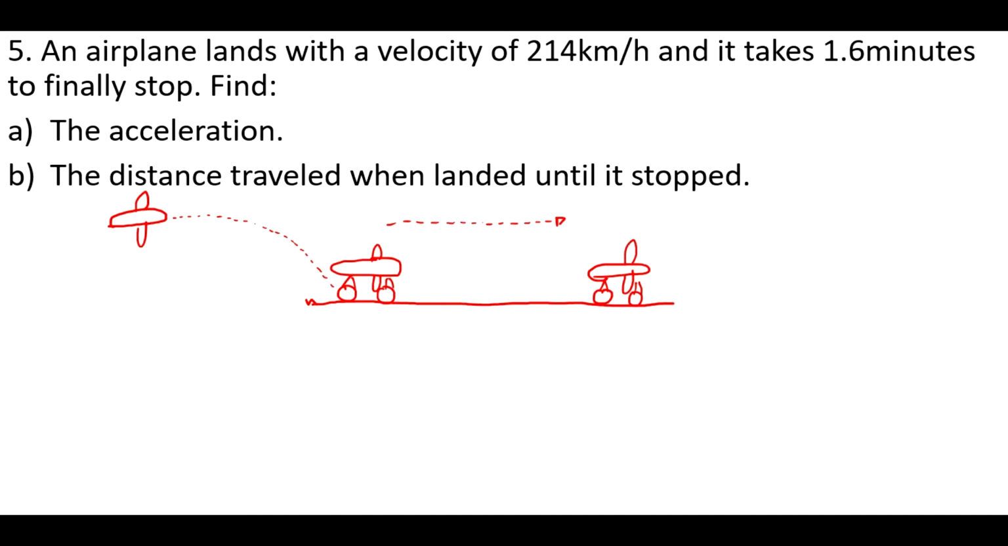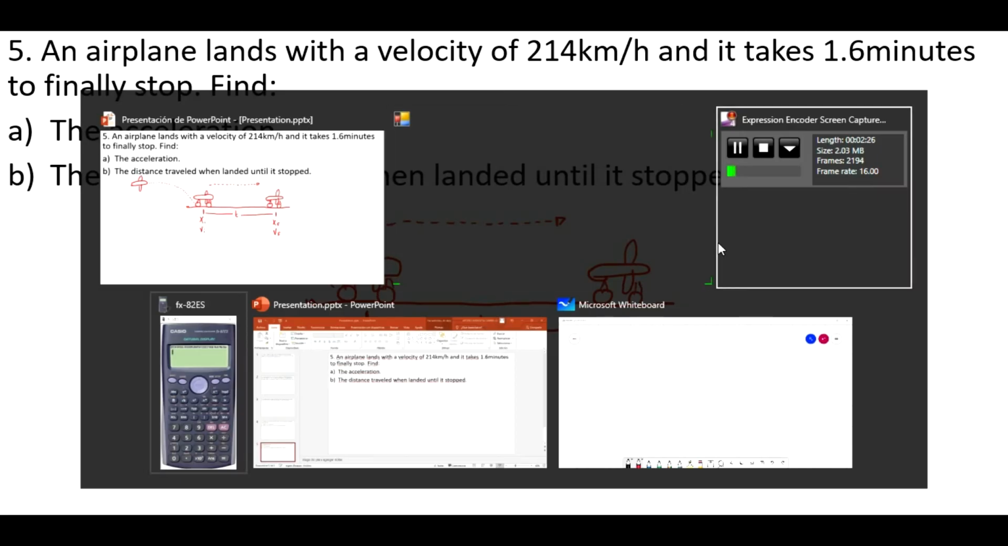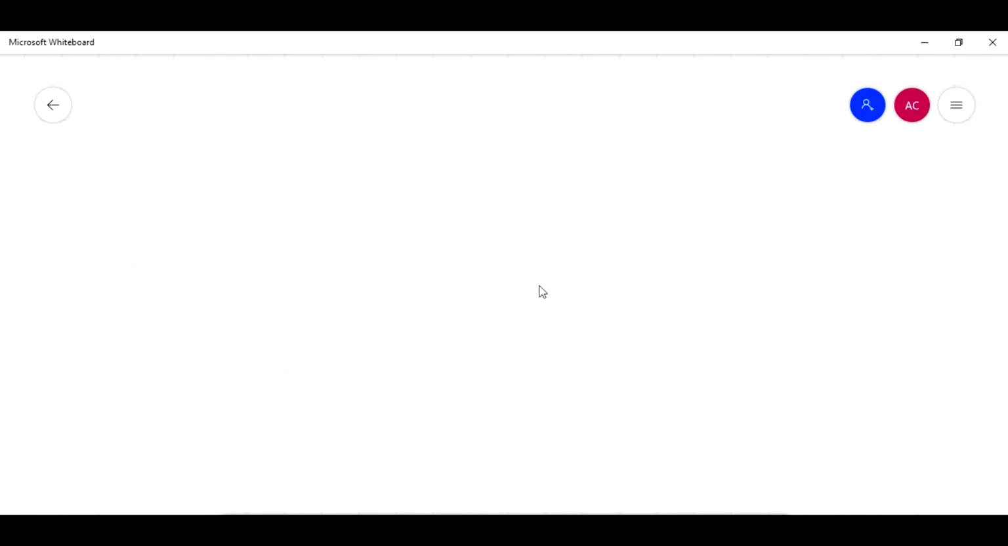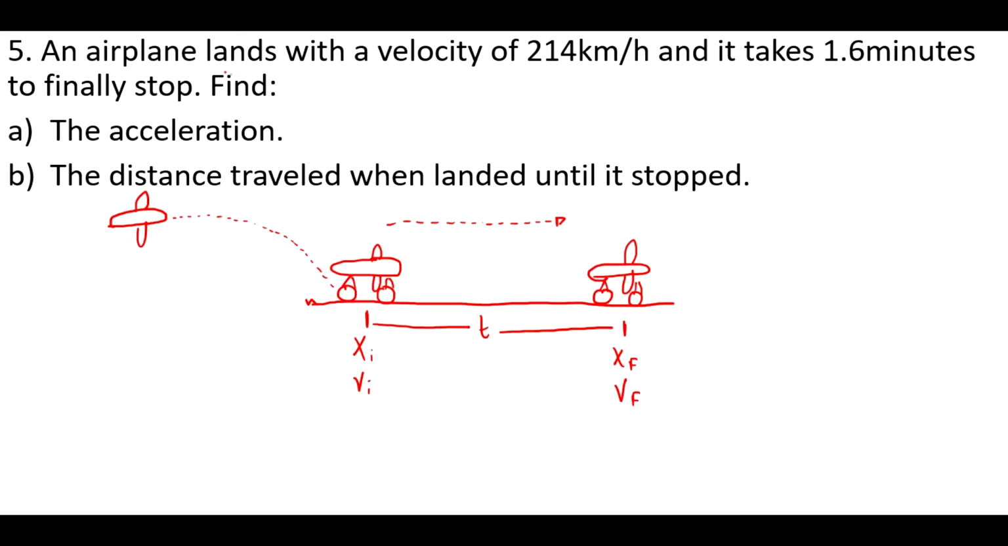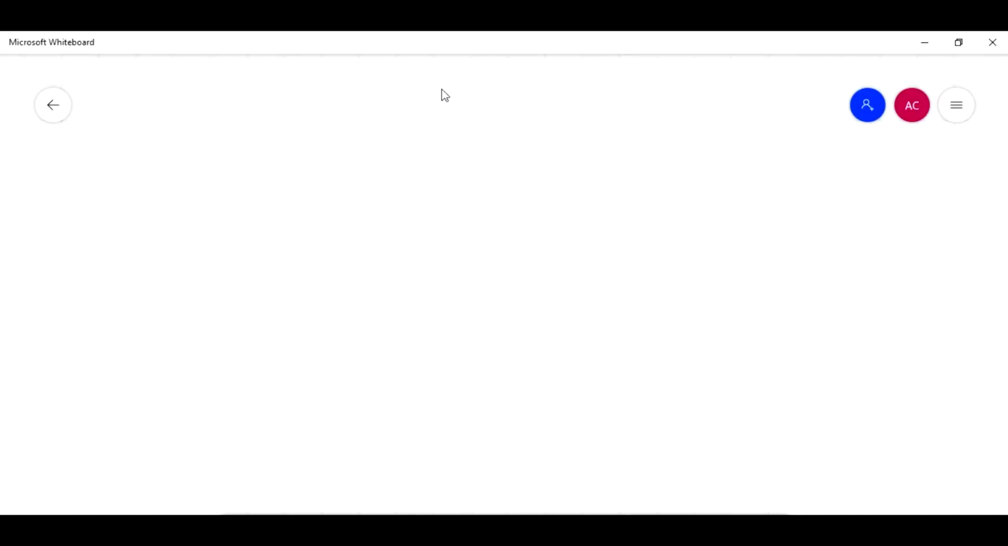I'm sorry for the drawings. I'm not very strong at drawing. So this here is the initial position. Here is the final position. Here I got the initial velocity, final velocity, and of course, this is the time that it took the plane to finally stop. Okay, so let's say that this is the drawing, and we're gonna start with the problem, but I'm gonna use this whiteboard over here. So I'm gonna write the data.